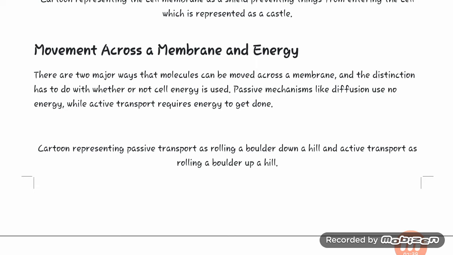Next, movement across a membrane and energy. There are two major ways that molecules can move across a membrane, and the distinction has to do with whether or not cell energy is used. Passive mechanisms like diffusion use no energy, while active transport requires energy to get done.